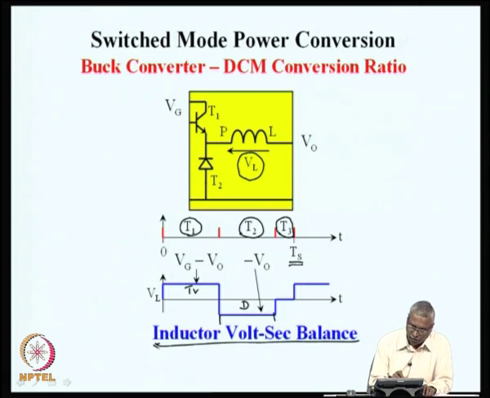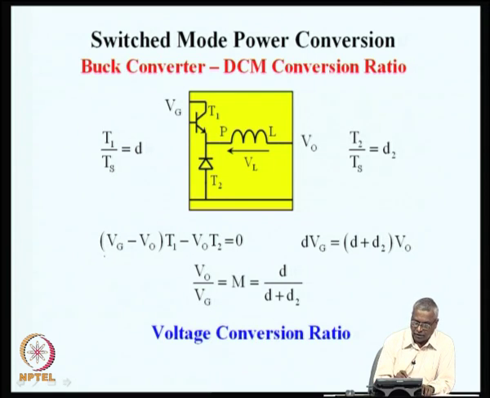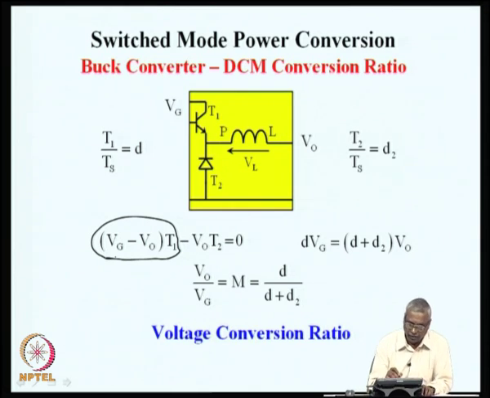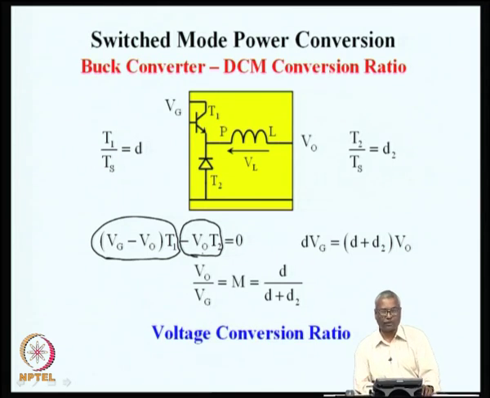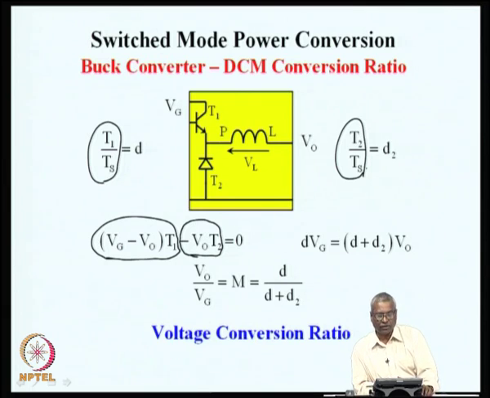So, if we now write down the volt second balance equation for the inductor, it consists of totally 2 sections. During T1, a voltage of Vg minus V naught is applied across the inductor. During T2, a voltage of minus V naught is applied across the inductor. So, we define this ratio T1 by Ts as the duty ratio D, T2 by Ts as the duty ratio D2. This is the duty ratio of diode conduction time. This is the duty ratio of switch conduction time.